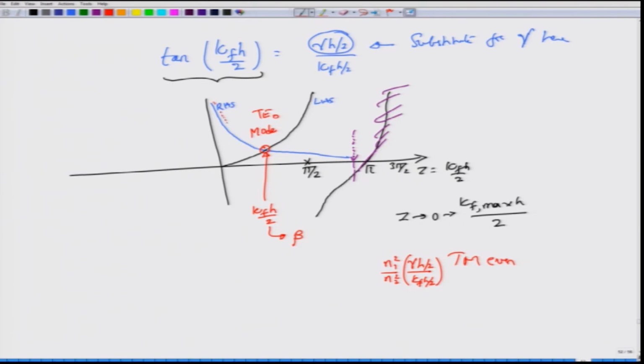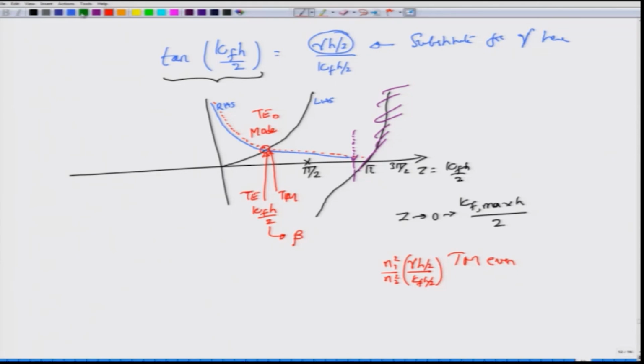Depending on how far n1 and n2 are, it would be slightly away like this, and it would also go down to 0. It starts at infinity and goes down to 0, and you can see that the mode is just around the TE mode. So, this would be the TM mode and this would be the TE mode. These are the even modes. How about the odd modes?